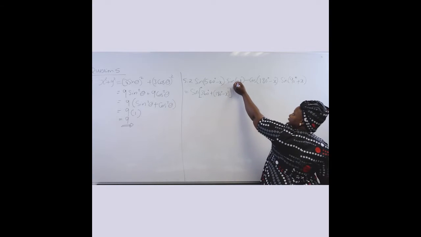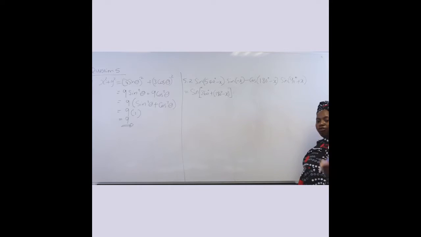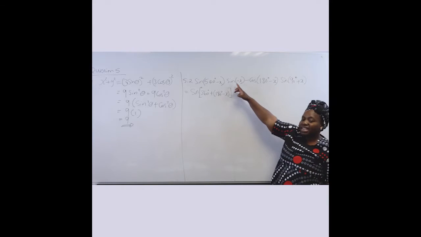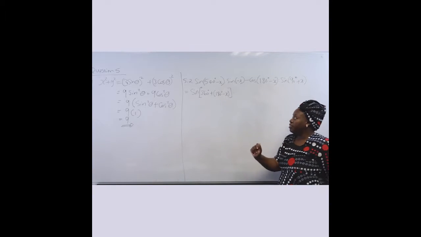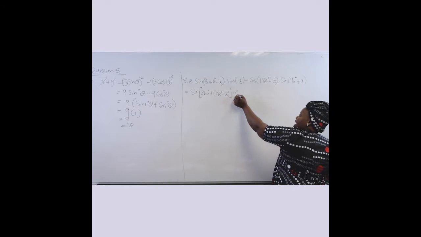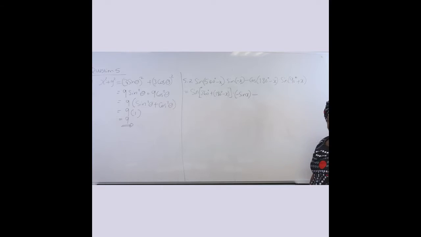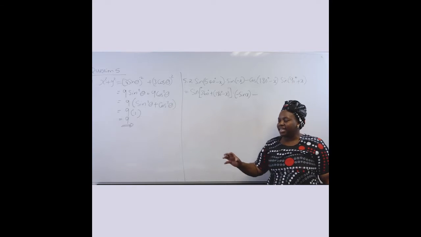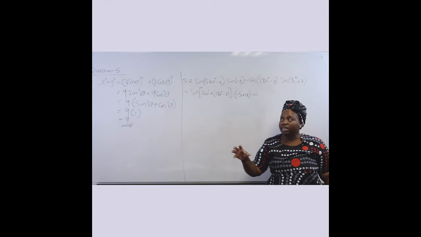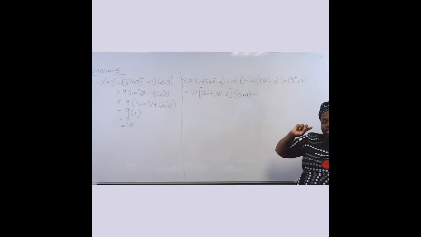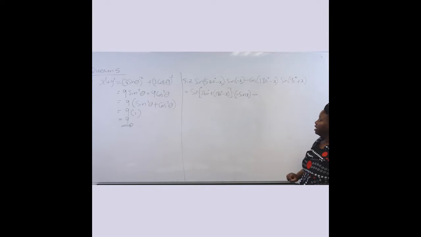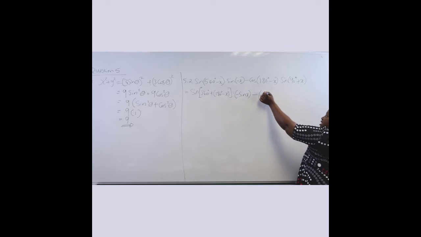Now, the second one is a negative. Negative is in the fourth quadrant. It means that sine is negative there. We have to take the negative out. So we are multiplying this with a negative sine x minus 180 degrees minus x, which is on the second quadrant, where only sine is positive and cos is negative. So we're going to have it as a negative cos x.